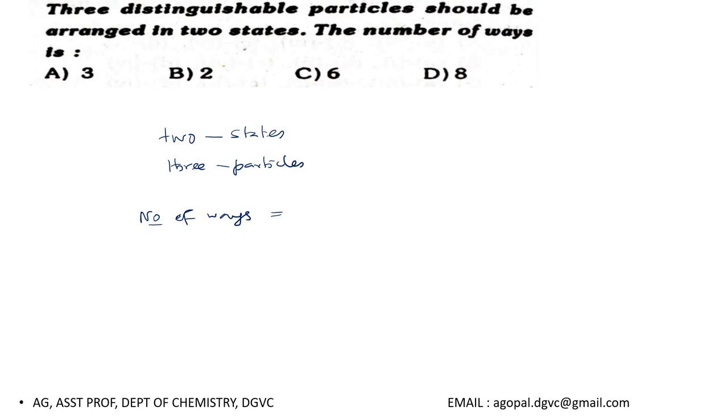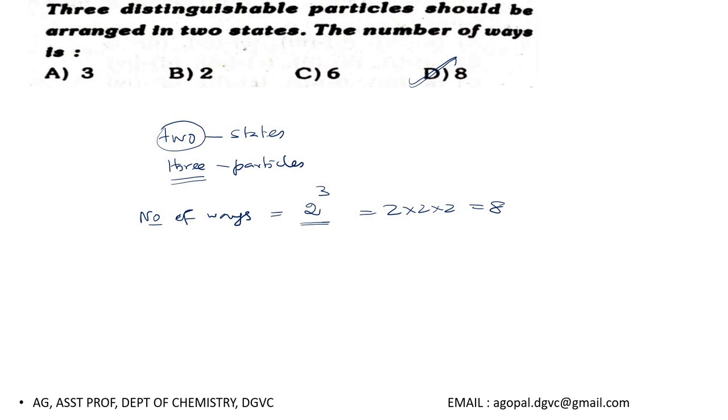So what I am trying to say is, if the problem is given like this, it is very simple. How many states are there? 2 states. How many particles are there? Since the particles are distinguishable, you can use this shortcut formula, 2 power 3: number of states power number of particles. What is 2 power 3? 2 into 2 into 2, which is 8. So the correct option for this question is option D.